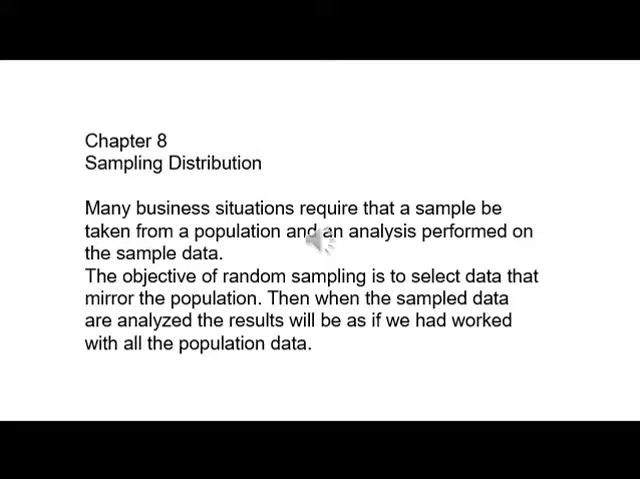Chapter 8. Sampling Distribution. Many business situations require that a sample be taken from a population and an analysis performed on the sample data. The objective of random sampling is to select data that mirror the population. Then when the sampled data are analyzed, the results will be as if we had worked with all the population data.